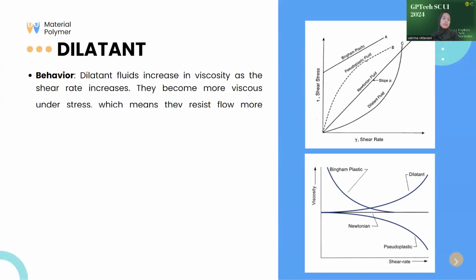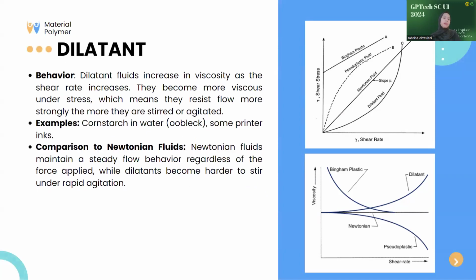Next is the dilatant plastic. The behavior is an increase in viscosity as shear rate increases. They become more viscous under stress, which means they resist flow more strongly the more they are stirred or agitated. For example, cornstarch in water or some printer inks.